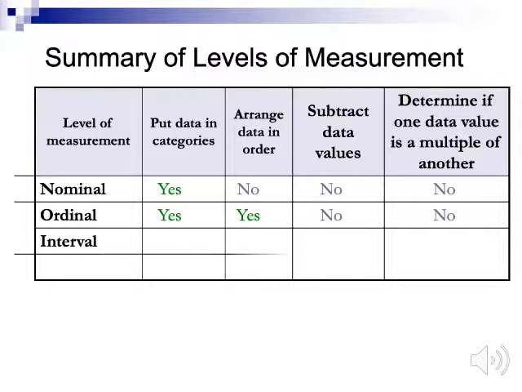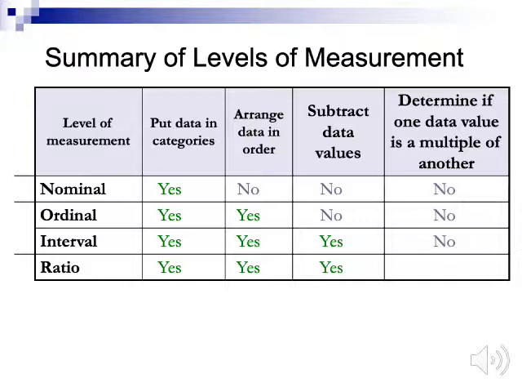Interval, you can put them in categories, you can arrange them in order, you can subtract, but there is no meaningful ratio. While for the ratio, you can put them in categories, you can arrange them in order, you can subtract data values, and you can find a meaningful ratio. That is why when you are going to do research, it is advisable that you collect data which are in the ratio level, because statistical treatment also is different for data which are in the ratio level than those in the lower levels of measurement.